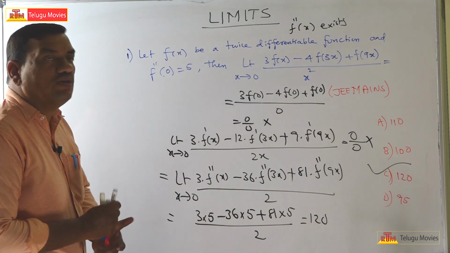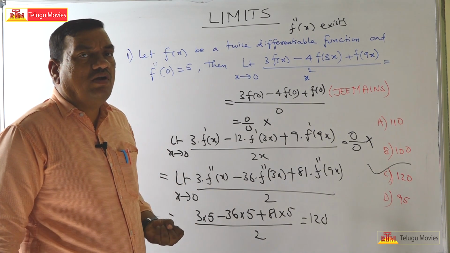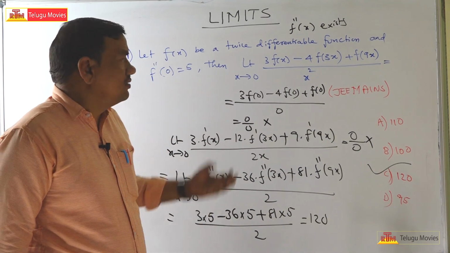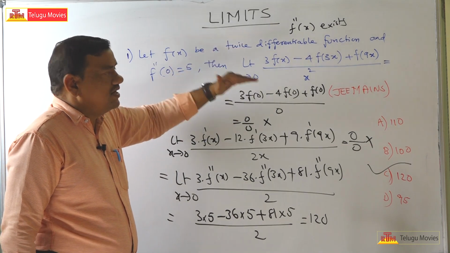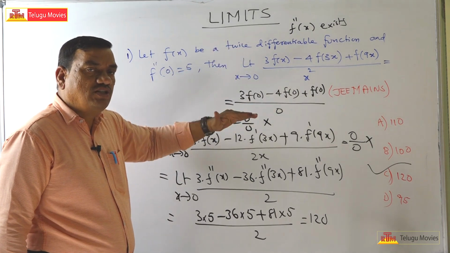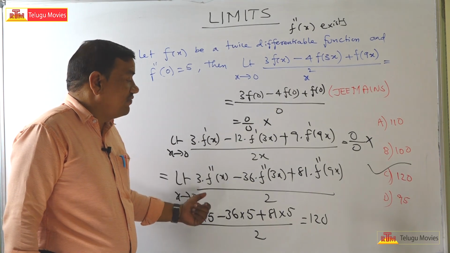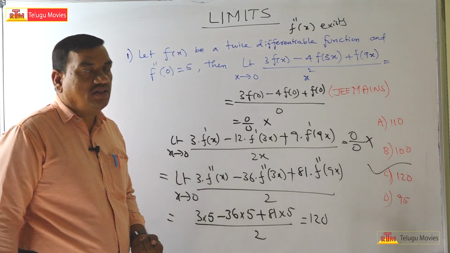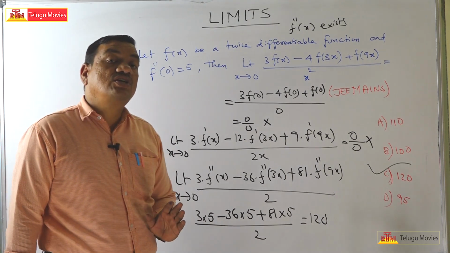So such an easy problem. After seeing this problem, generally students will be scared. No need to worry. This is a numerator and denominator function, and you are getting 0 by 0. You keep going on doing L'Hospital's rule. Ultimately only for the second derivative you will get the finite answer. Now I hope that you understand this solution.